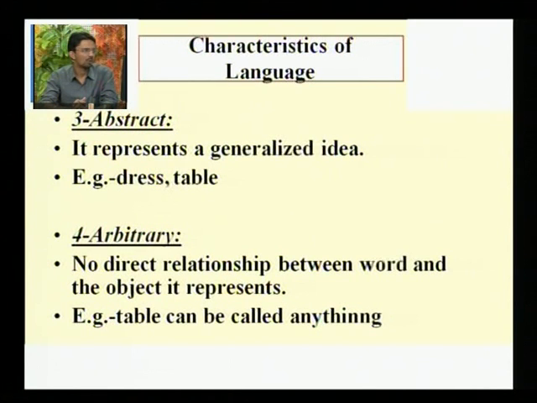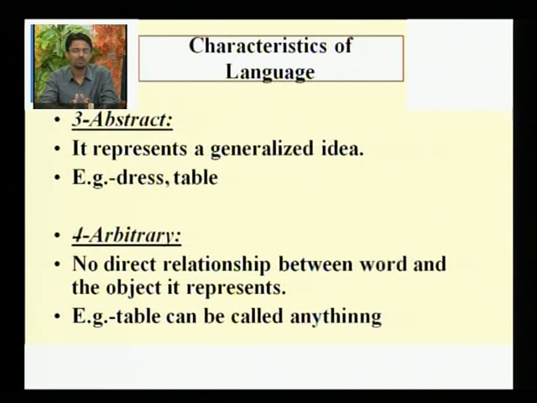Next thing that we should talk about is language is abstract. It represents a generalized idea. Many a times it happens. When you are saying dress, when you are saying table, when you are saying chair, it conveys a particular general idea. That means when you are saying dress, dress includes many things. Maybe dress for men, dress for women, dress for kids, whatever. So in general, dress means many things.